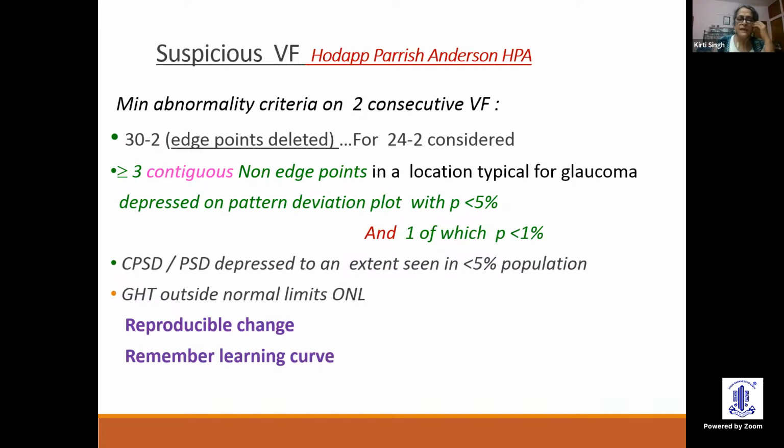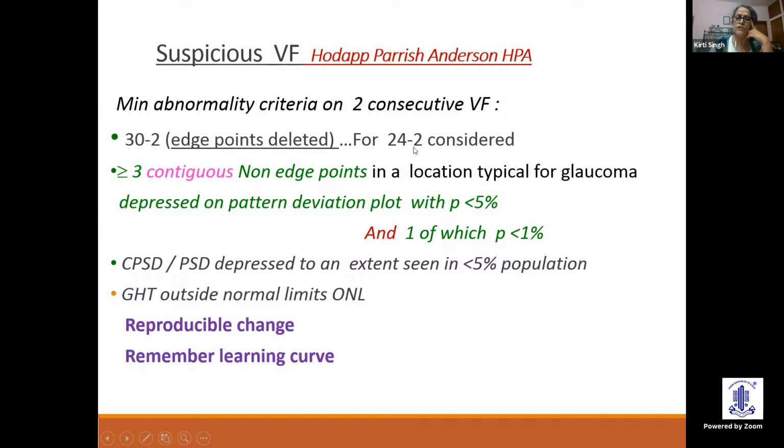Now, these are the guidelines of Hodapp, Parrish, Anderson criteria of which fields are abnormal. Please remember, as Dr. Tanuj also was telling you, never rely on one imaging, never rely on one field. You have to have the minimal abnormality criteria of Hodapp, Parrish, Anderson on 2 consecutive visual fields. And in 30-2, if the field is 30-2, it deletes the edge point.